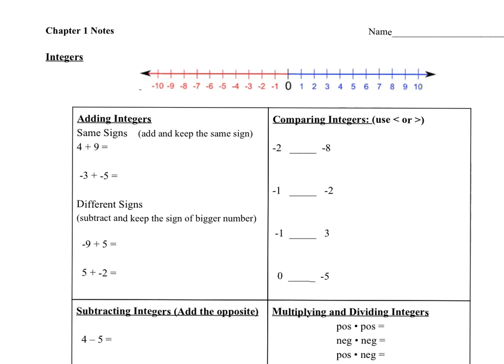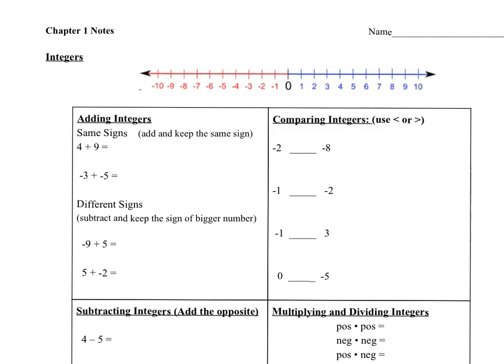So, what are integers? Integers are the positive and negative whole numbers and 0. So this number line at the top of the notes is a very good representation of what the integers are. Okay, it's all the negative whole numbers, all the positive whole numbers, and 0 itself.